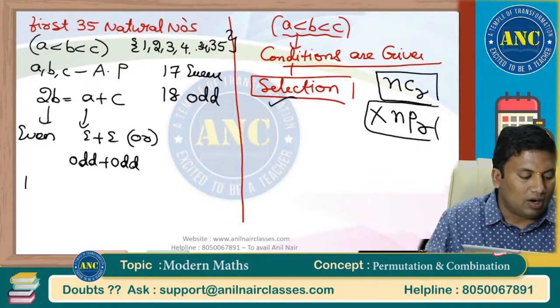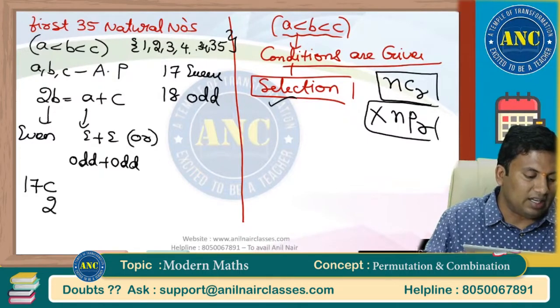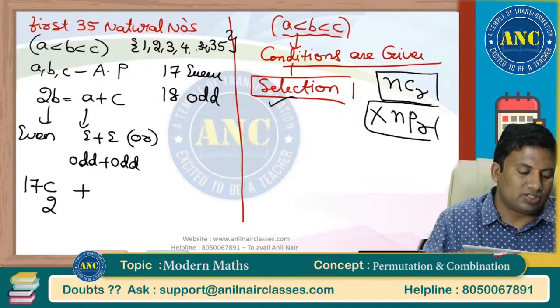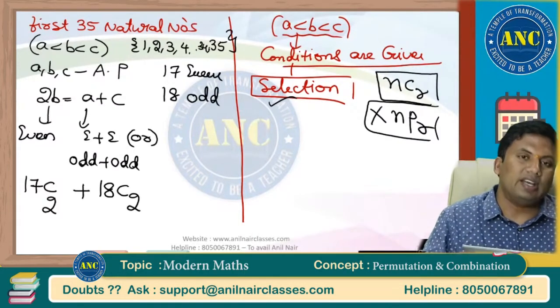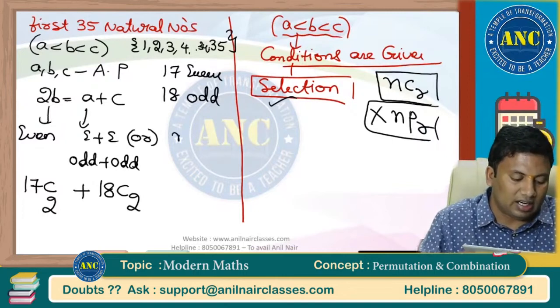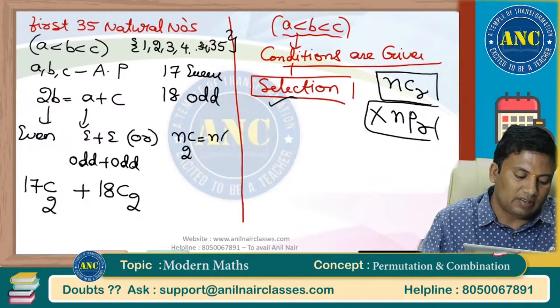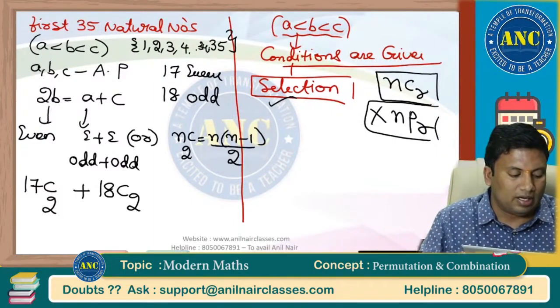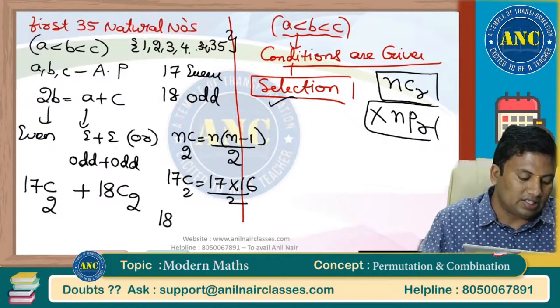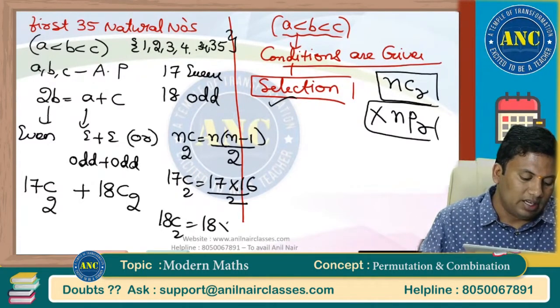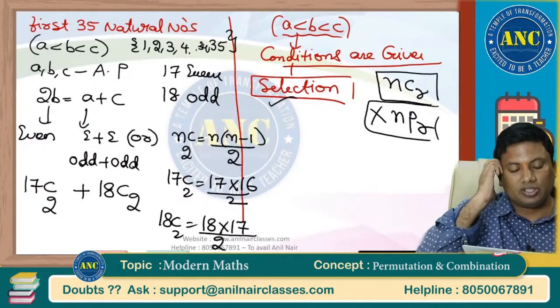Out of 17 even numbers, select any two. Or condition, plus. Out of 18 odd numbers, select any two. So it is 17C2 plus 18C2. I hope it is clear, right? nC2, you should know it. The value is n into n minus 1 by 2. 17C2 is nothing but 17 into 16 by 2. 18C2 is nothing but 18 into 17 by 2. Substitute and get the answer.